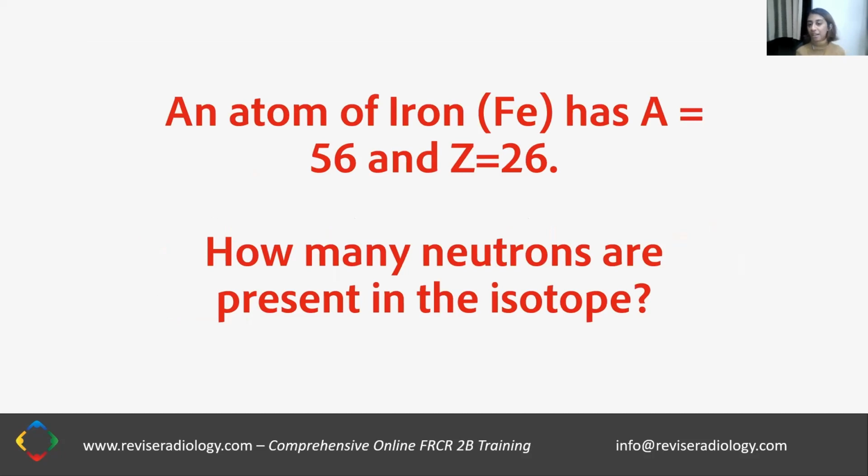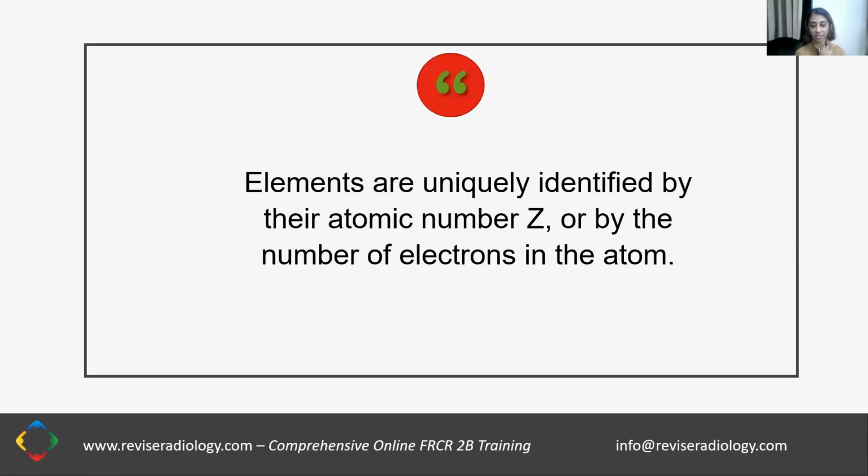So if an atom of iron has atomic mass number 56 and Z is equal to 26, how many neutrons are present in this isotope? Could I get some answers in the chat? Okay, great. Okay, so everybody's given the right answer there. So we'll move on. Yeah, that's brilliant.